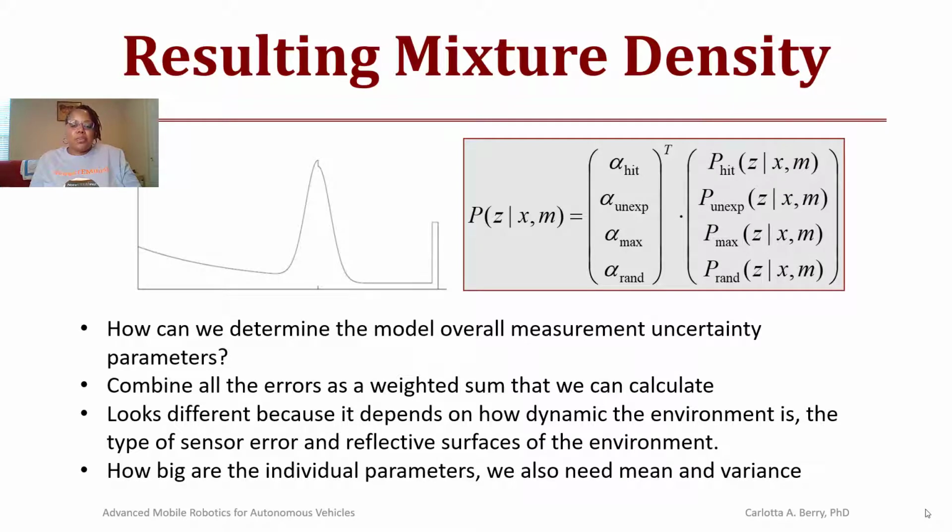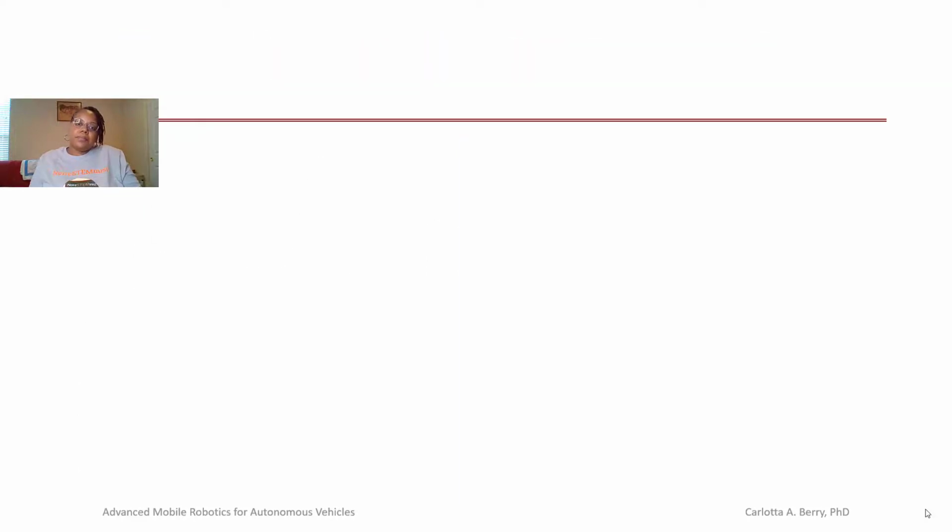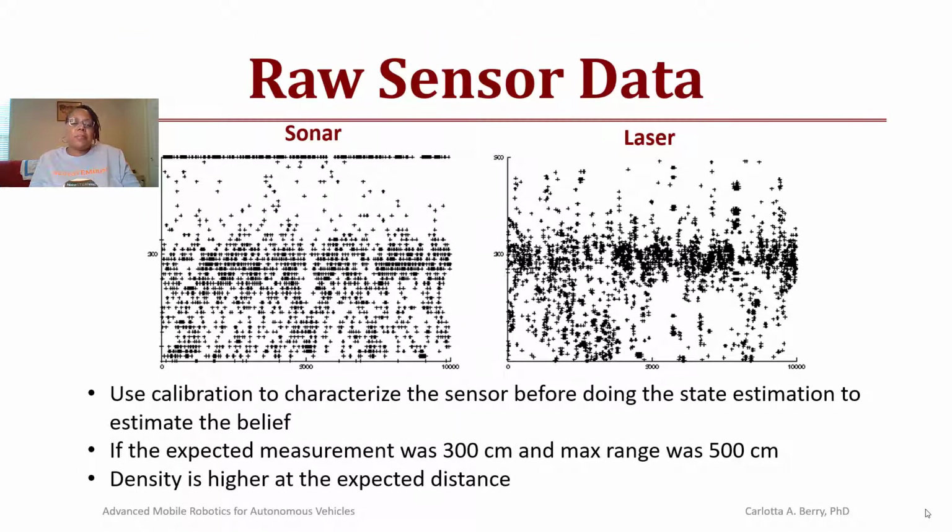So how big are those individual parameters? Well, that all depends on the mean and the variance of that sensor data. So here are some examples of raw sensor data for a sonar and a laser where the mean reading is approximately 300 centimeters and the maximum range is 500 centimeters. So this random data looks as you would expect, where most of it is centered around 300 centimeters, which is our expected sensor measurement. And then it gets more dispersed as we get away from it, but with the sonar, you will see more of those max readings right at 500 centimeters. So that's where you may be getting back those false readings.